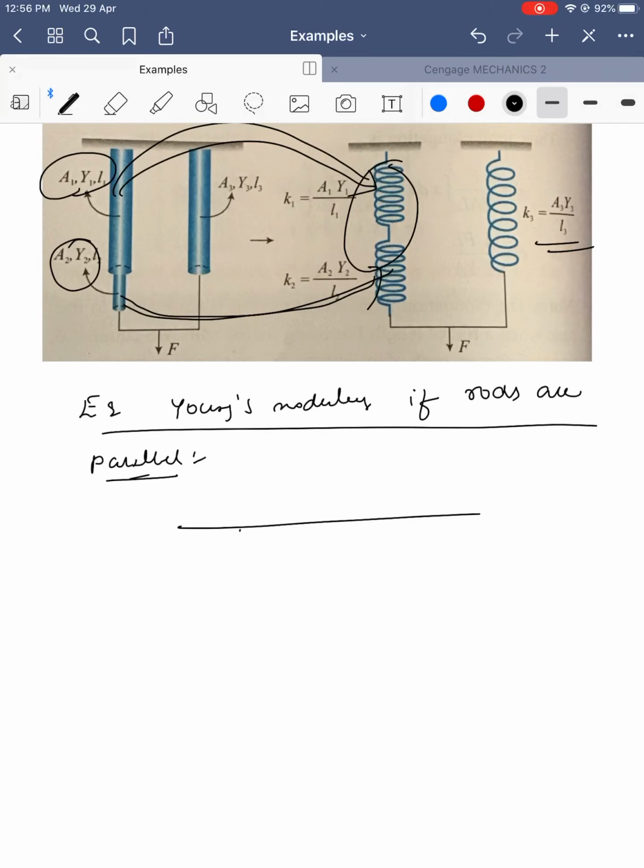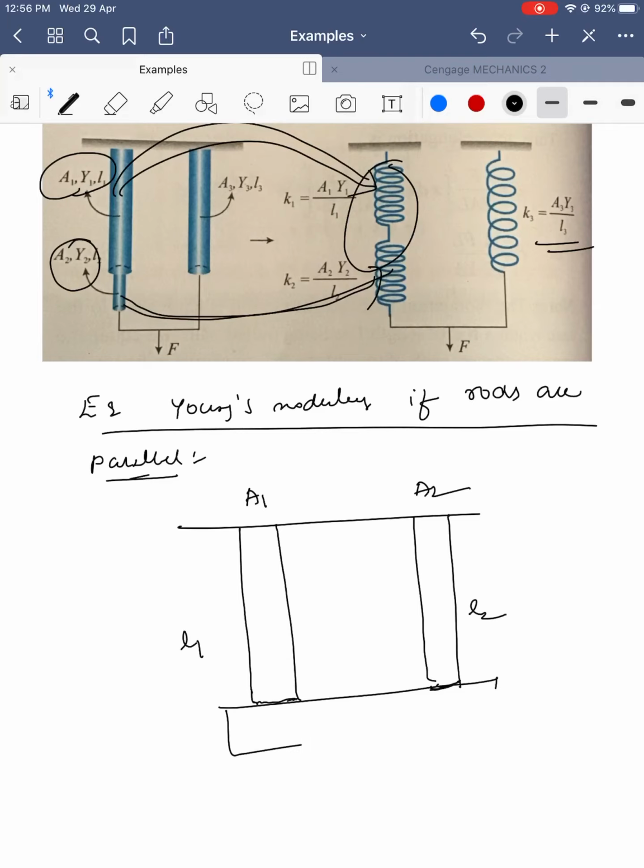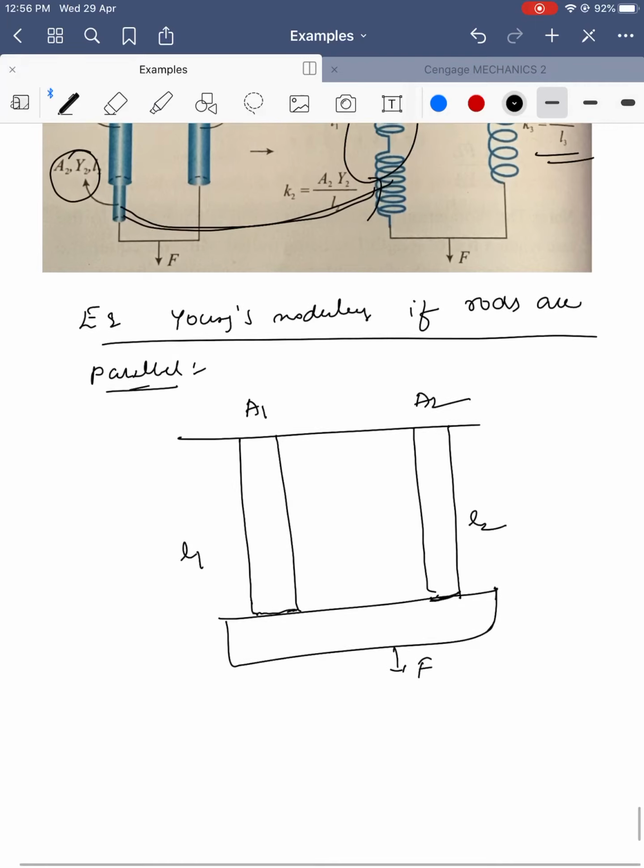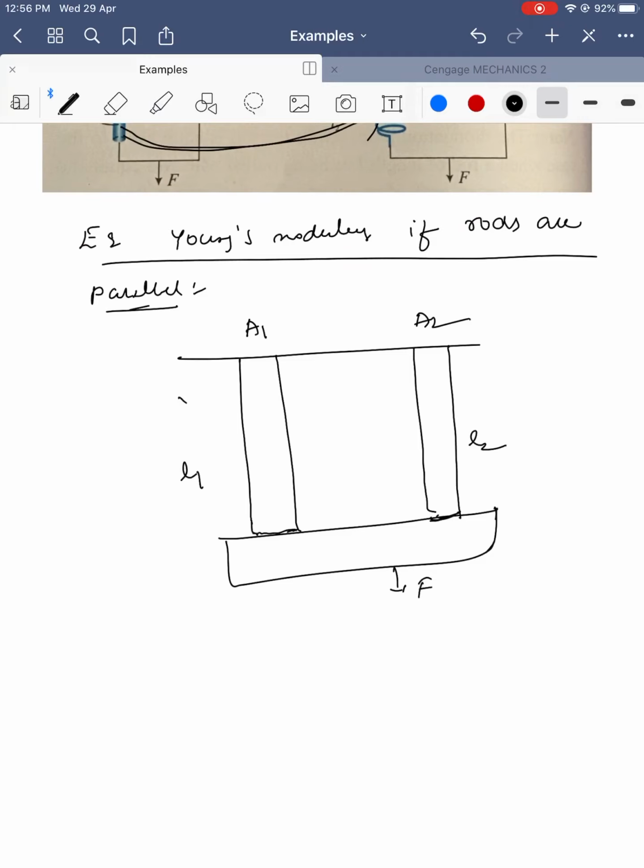So let's take this condition. Two rods are given. Each has length L1, L2, and cross-section area A1 and A2. These two rods are connected, and a force F is acting. The properties of these are Y1, Y2. They will ask us what is the equivalent Young's modulus for these two bodies.